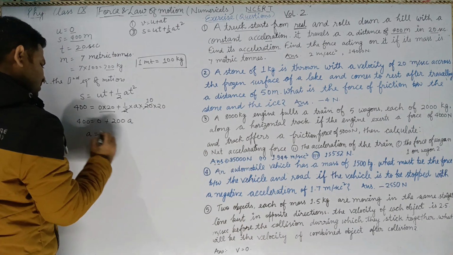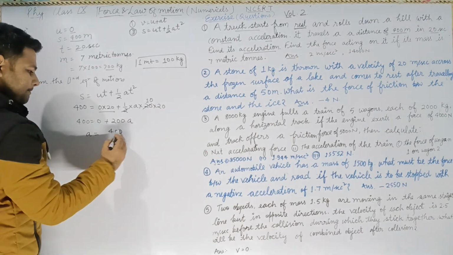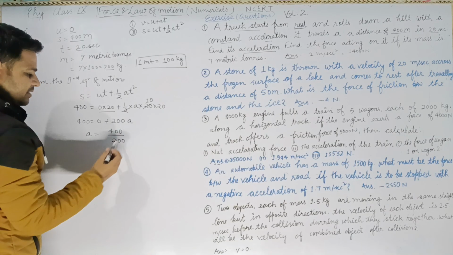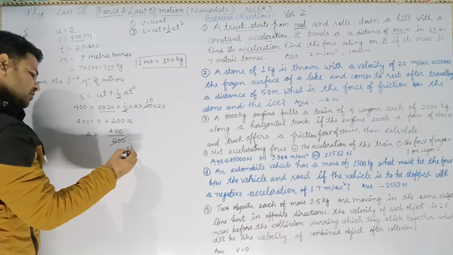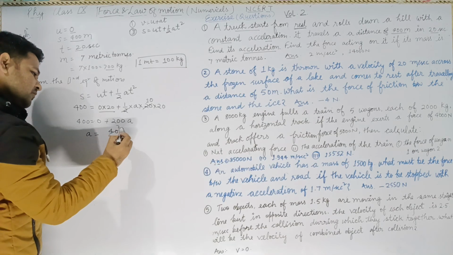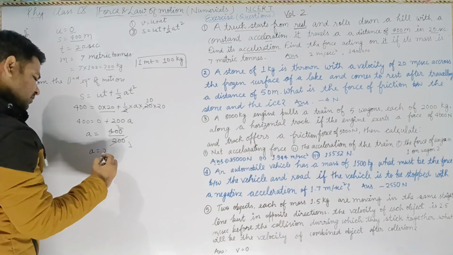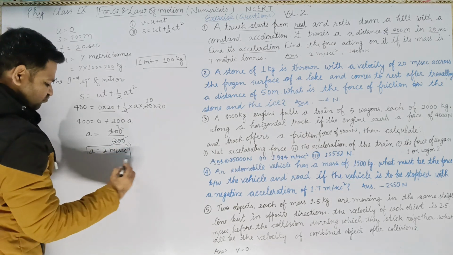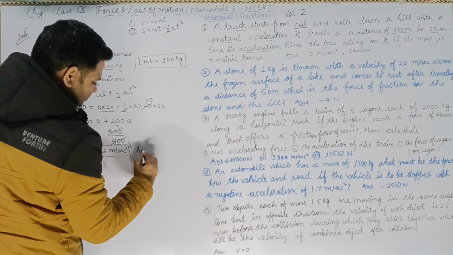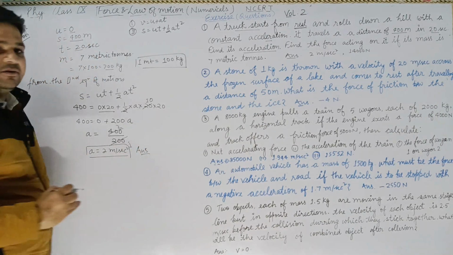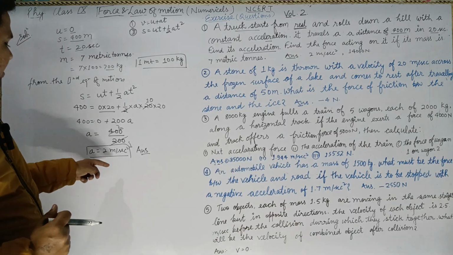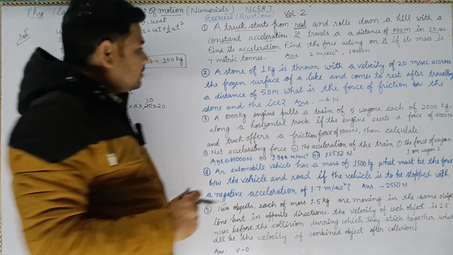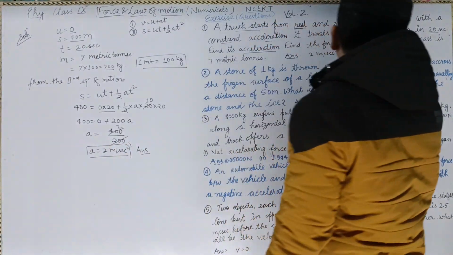a equal to 400 divided by 200. We cut here, 200 1 is 200, 200 2 is 400. a equal to 2 meter per second square. It is the acceleration which we have to find out. It is the acceleration, 2 meter per second square, and now we find the force acting on it.